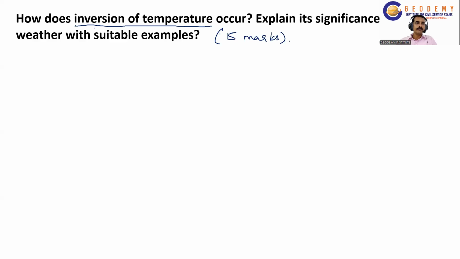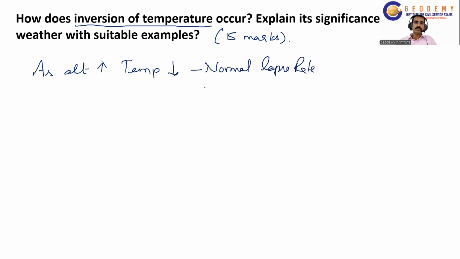First, the definition for inversion of temperature. We shall give it as an introduction. We know that normally, as altitude increases, the temperature decreases. This is called the normal lapse rate. And we know that the temperature decreases by 6.5 degrees Celsius per kilometer.